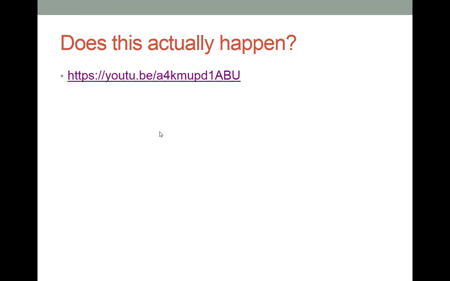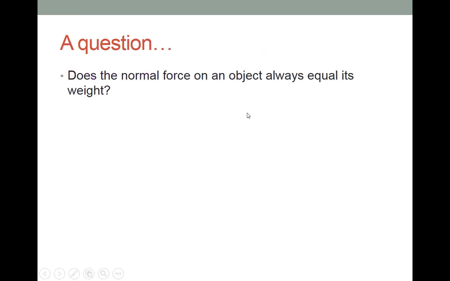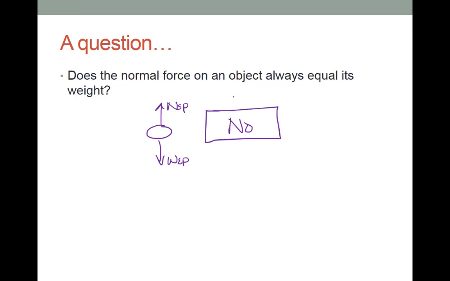One final question in this particular unit, and that question is, does the normal force have to equal the object's weight? Did the normal force from the scale acting on the person have to equal the weight of the person? And I think we fairly conclusively just proved that this is a big old no. It doesn't have to be equal.